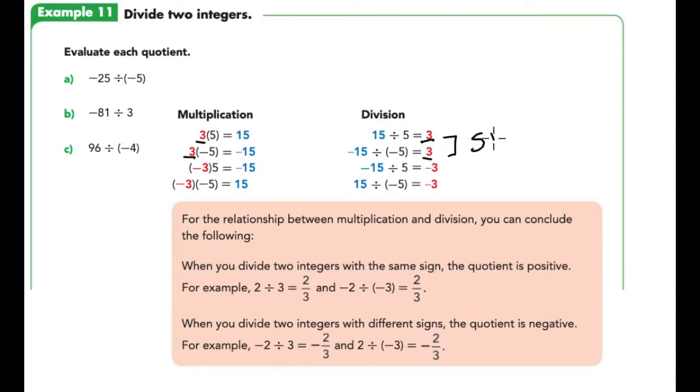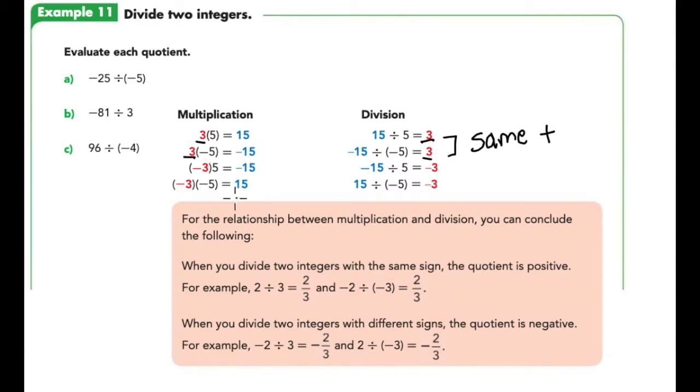When you divide with same signs, your quotient is always going to be a positive. So the same as it was for multiplication. When you multiply two integers with the same signs, or when you divide two integers with the same signs, your answer will be a positive.